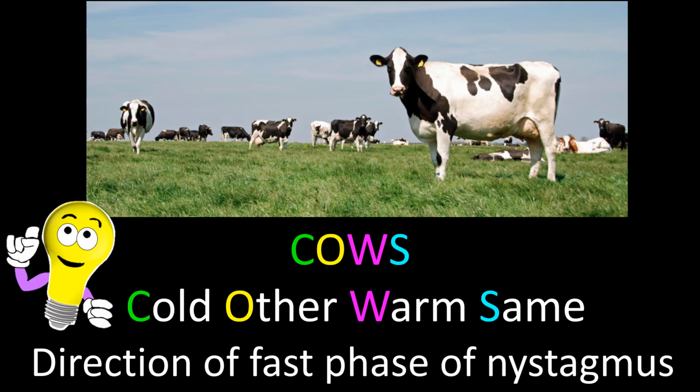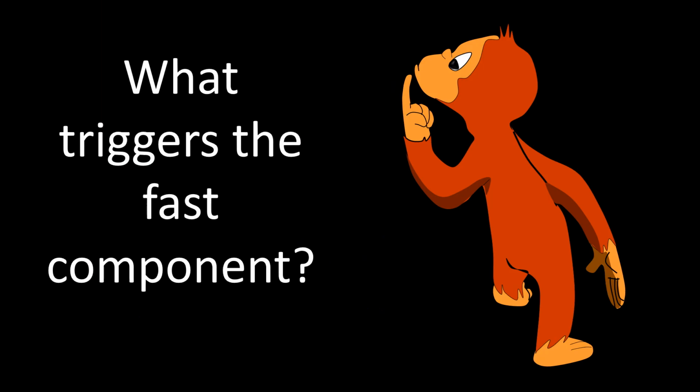The mnemonic for caloric-induced eye movements is COWS: cold opposite, warm same. When cold water is used, the fast phase of nystagmus is to the other side of the ear being irrigated. When warm water is used, the fast component is towards the same side. Warm water caloric testing is most often used in non-comatose patients because cold water testing is distressing. But the question is, what triggers the fast component?